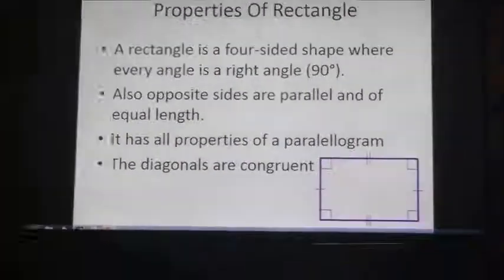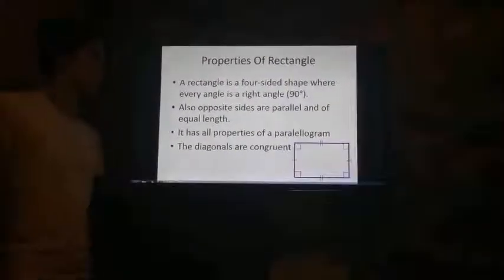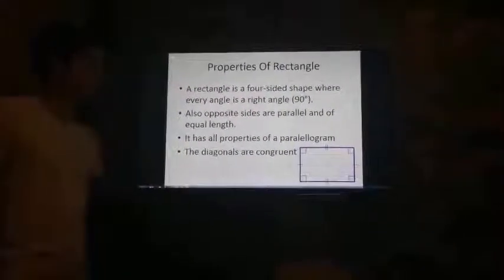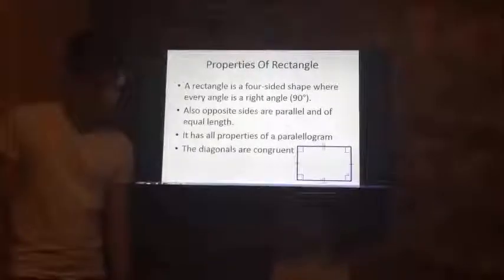Properties of a rectangle. A rectangle is a four-sided shape where every angle is a right angle, 90 degrees. Also, opposite sides are parallel and of equal length. It has all properties of a parallelogram. The diagonals are congruent.